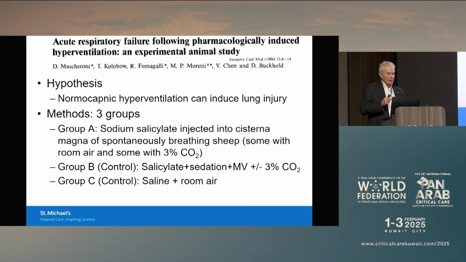And these spontaneously breathing animals, some were breathed on room air, and clearly when they're breathing on room air, they're going to get hypocapnia. So they had a group that also had higher inspired CO2 to maintain normocapnia. So that was the hyperventilation group. And then they had 2 controls. Control group B was given salicylate, the same dose, but was given a sedative and mechanical ventilation to stop the animals from breathing spontaneously. So to look at, is it the salicylate that's causing the problem? And the third group just received saline into the cisterna magna and room air and breathed spontaneously. So those are the 3 groups.